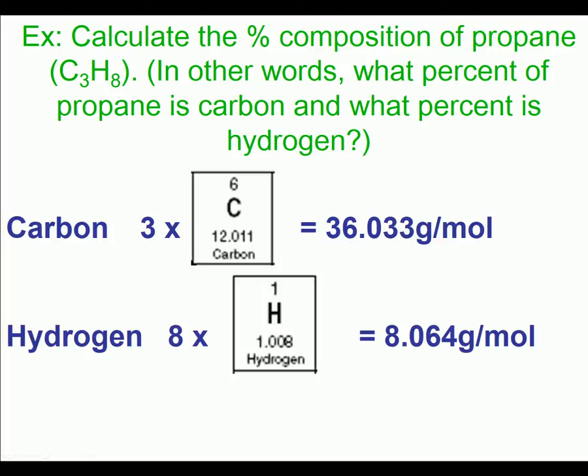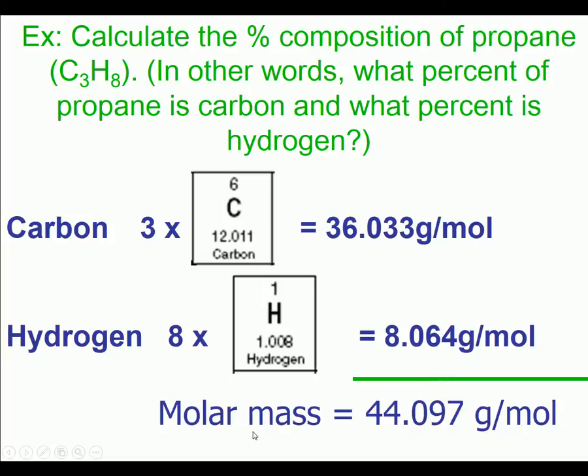Now I'm going to use these individual masses of each element to calculate the percentage. No matter what content area you're talking about, percentages are always parts out of a whole. This is the part of carbon, this is the part of hydrogen, and here's the whole. The whole is represented by the molar mass. The molar mass is the sum of the individual parts. So let me show you how I'm going to do a percent composition calculation.